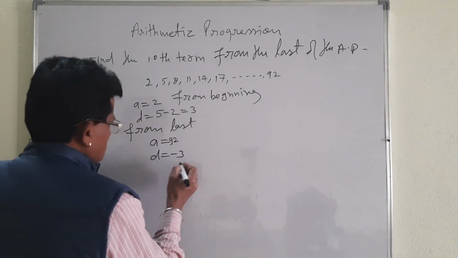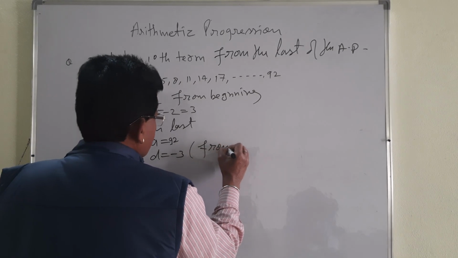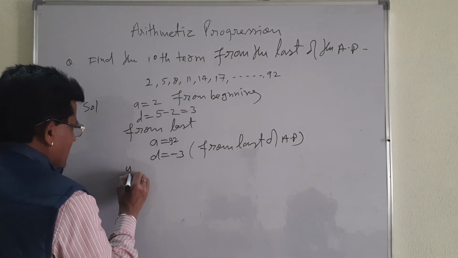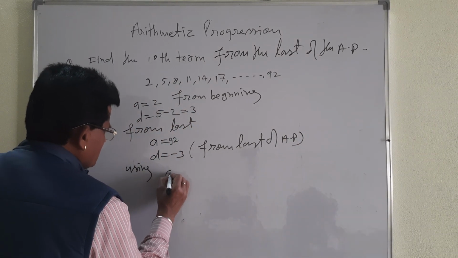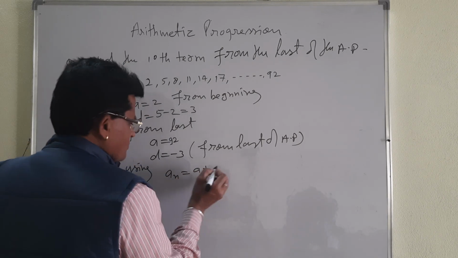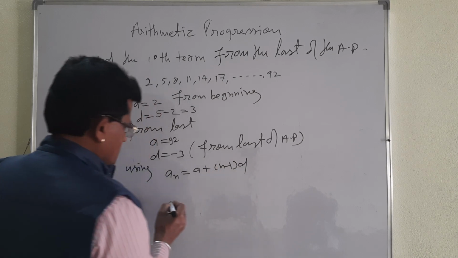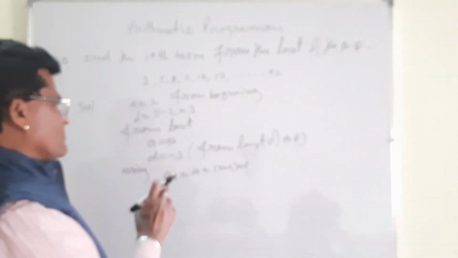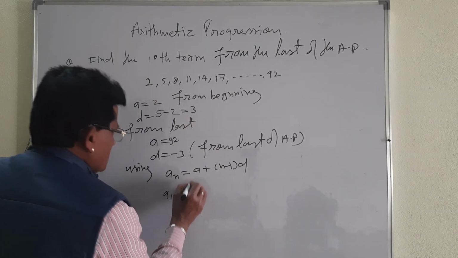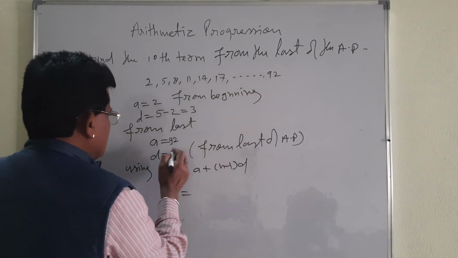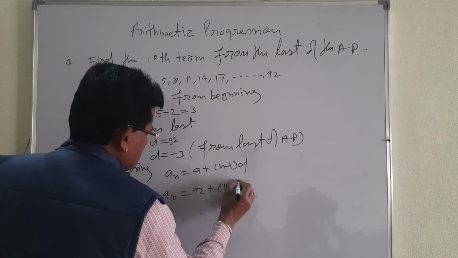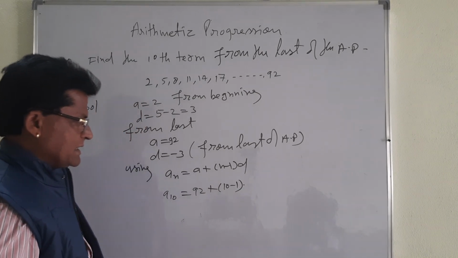And I am just going to write from last of AP. The same formula you can apply, dear student, using a and d. That is the nth term or last term. Means the same formula we are going to take: a plus (n minus 1) into d. Because we are going to find the 10th term, in place of n you will write 10. From the last, what is the first term? The first term is 92. And in place of n you will write 10 minus 1 into d.